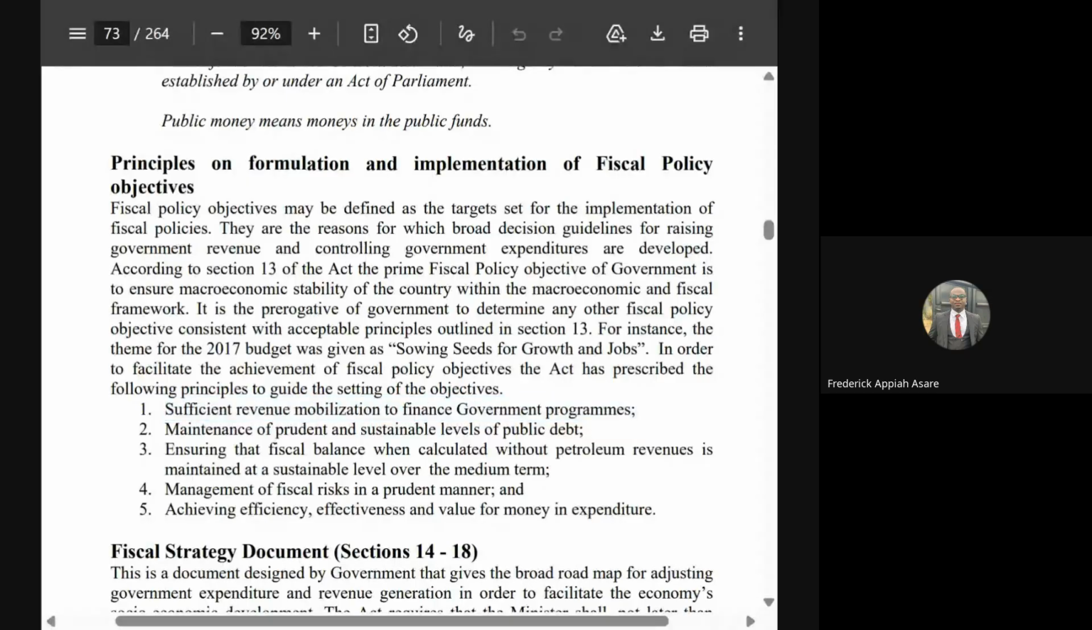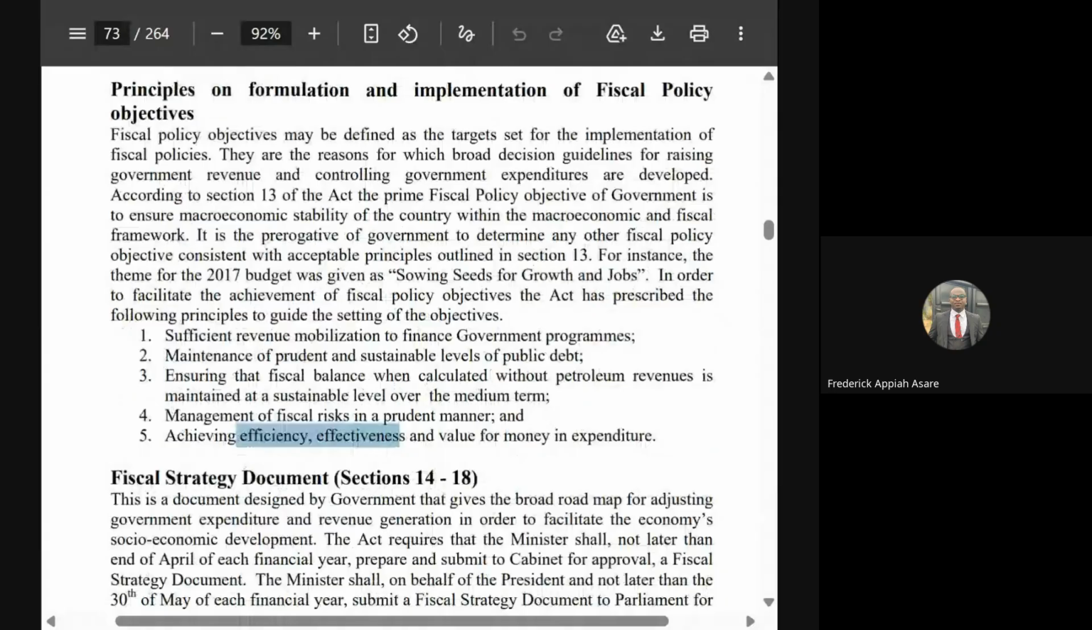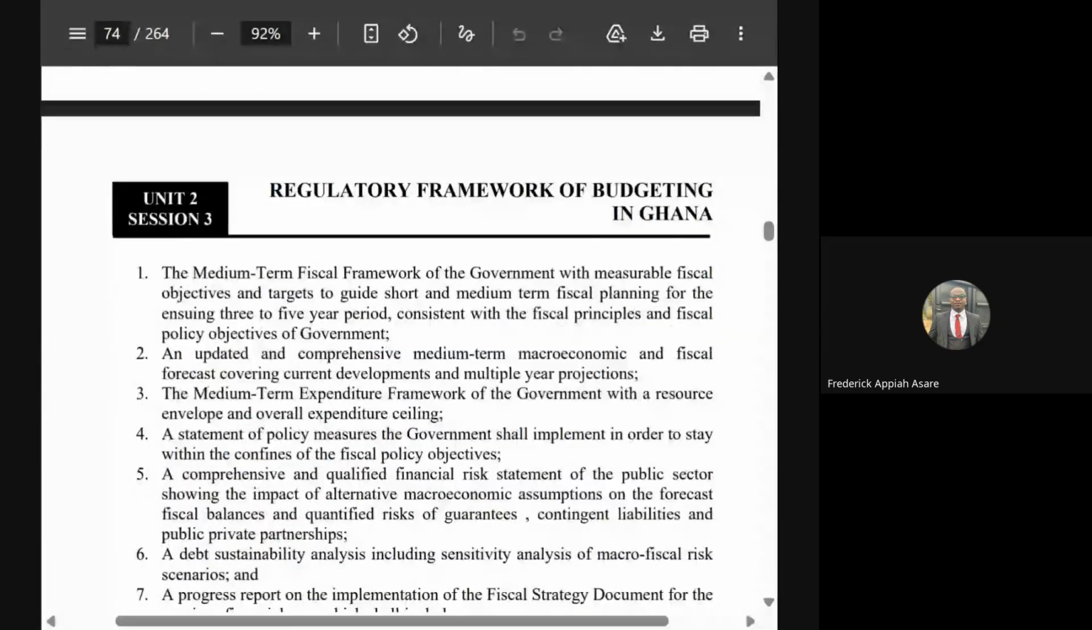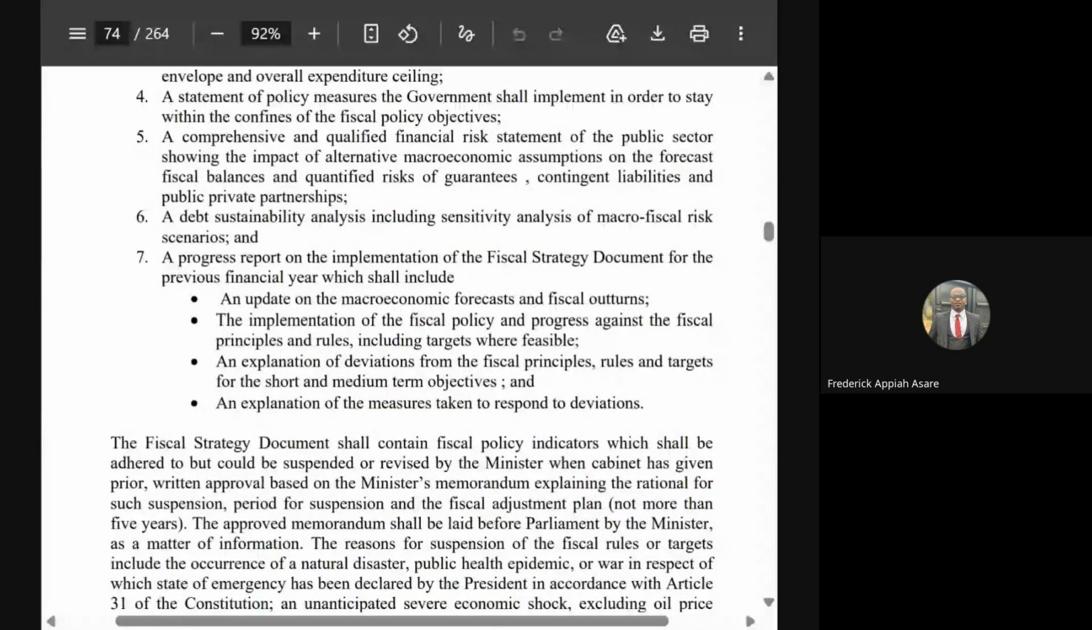There must also be maintenance of prudence and sustainable levels of public debt. They must ensure that fiscal balance, when calculated without petroleum revenue, is maintained. Management of fiscal risk, achieving efficiency and effectiveness. When you take the fiscal strategy document, that is sections 14 to 18 also, they stipulate all these in there.